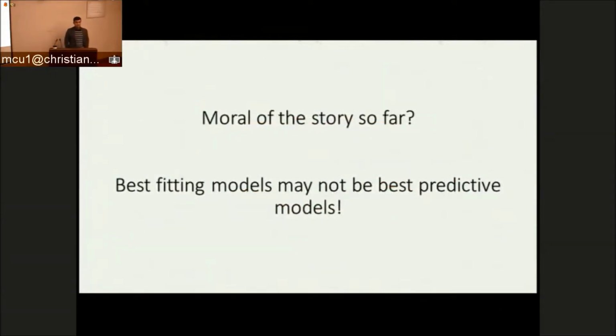So what is the moral of the story? Best fitting models may not be the best predictive model. Best fitting model was 8EXP, but it wasn't as good for prediction. So when you're making this judgment, when you're doing any studies, please keep that in mind: when you're creating a model that fits the data really well, it doesn't mean it's going to be the model that does best for prediction. So if your goal is prediction, your model might turn out to be completely different.